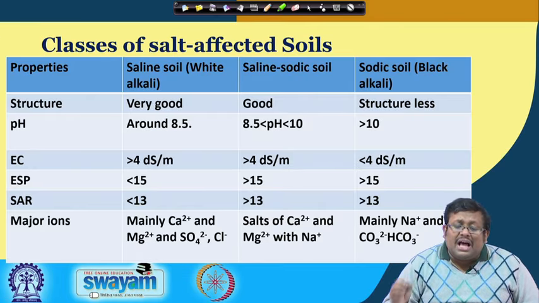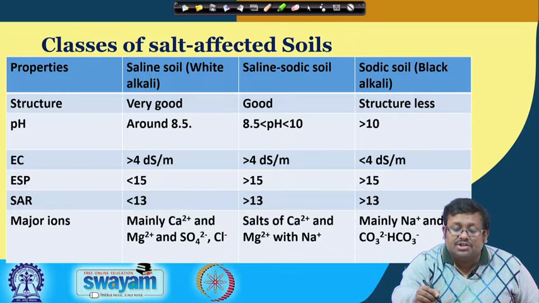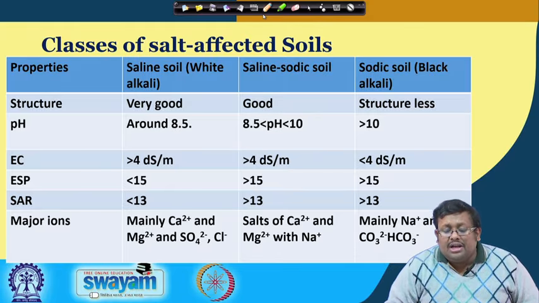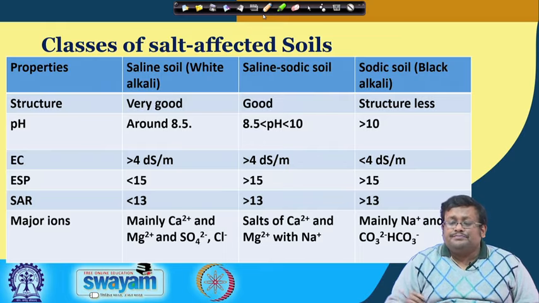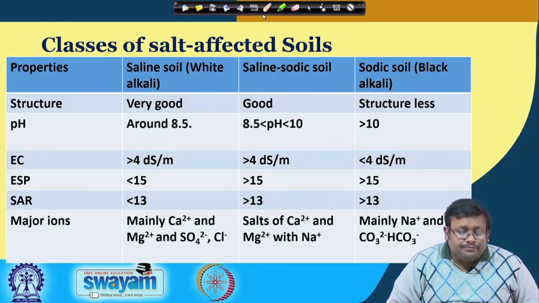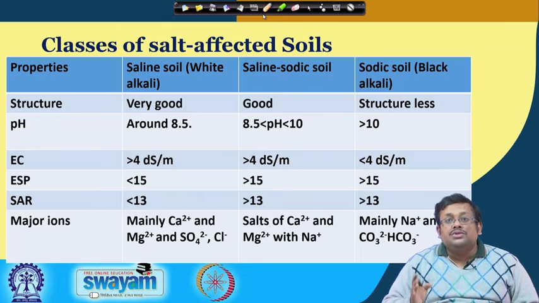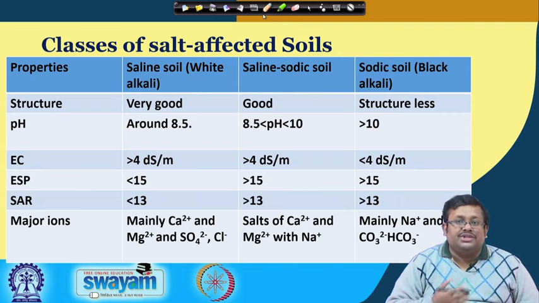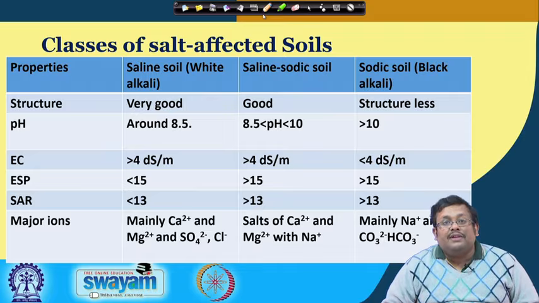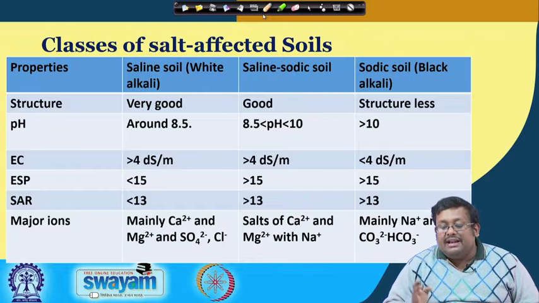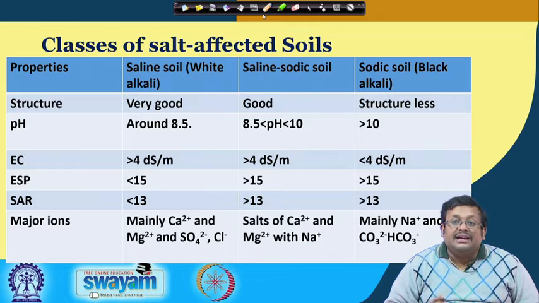Now, classes of salt affected soil. You can see there are three different types of soil: one is saline soil, or white alkali soil, then saline sodic soil, and finally the sodic soil, which is black alkali soil. Regarding the structure, the saline soil has very good structure, whereas the saline sodic soil has good structure. However, in sodic soil, the structure is destroyed. We will discuss why. Second, pH in case of saline soil is around 8.5, in case of saline sodic soil it is from 8.5 to 10, and in case of sodic soil it is generally greater than 10.